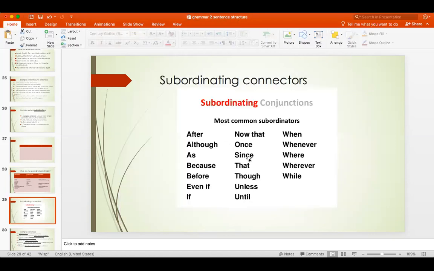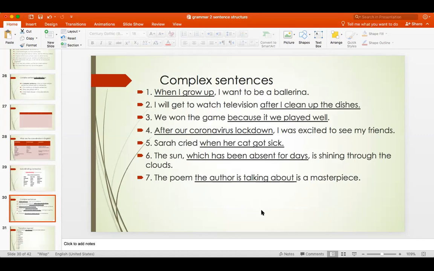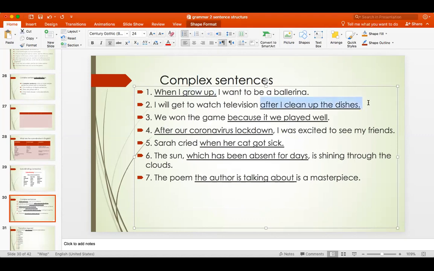So these are more subordinators: once, since, that, though, until, wherever, whenever, whatever, because, etc. These are examples of complex sentences. "When I grow up, I want to be a ballerina." "I want to be a ballerina when I grow up." If you stop after "when I grow up," it doesn't give a full thought. It's wrong. It's better to use the optional comma. If you begin with a subordinator, you usually use the comma. If the subordinate clause is in the second part of the sentence, you don't have to use a comma. If you use it, it's okay.